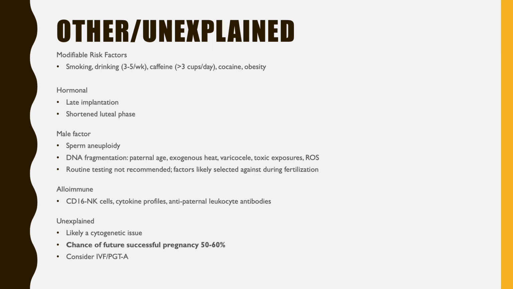issues of the egg. I think the most important thing for the CREOGs on this slide is that if an individual with recurrent pregnancy loss falls into this category after a thorough workup of unexplained recurrent pregnancy loss, their chance of a future successful pregnancy leading to a live birth is about 50 to 60%. And this is also a great thing to know in counseling patients and an important statistic for our CREOG studying.